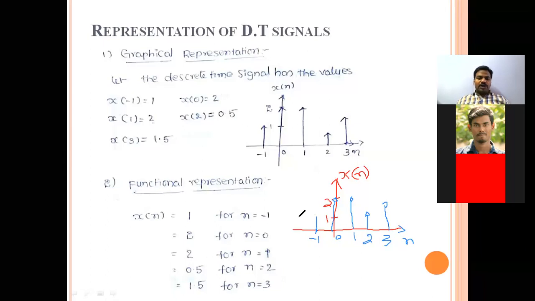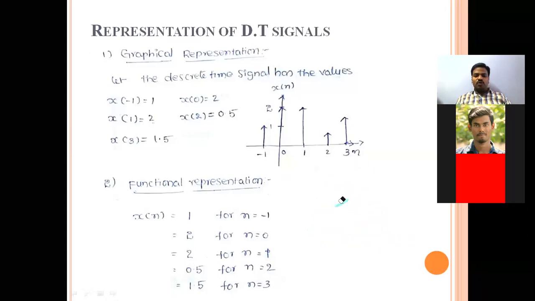So you need not draw the graphical representation here. Why? Because it is a functional representation. You have to mention each and every value in terms of the function, x of n is equal to some value of n. That is the functional representation. Next, we are going to see the next type of representation, which is tabular representation.